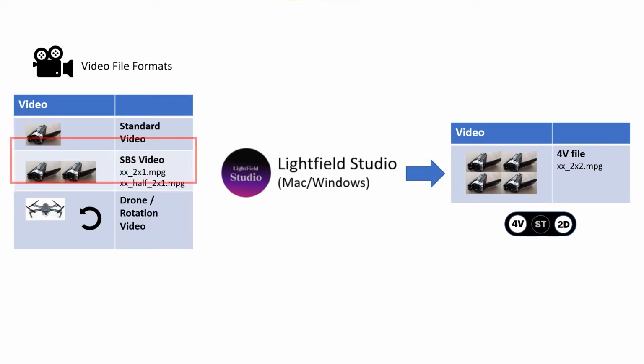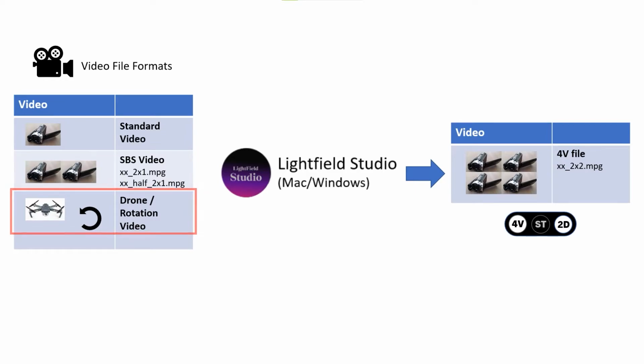Okay, you can also provide as an input into Lightfield Studio a side-by-side video. You need to ensure that that side-by-side video is suffixed appropriately as 2x1 or half 2x1, and then Lightfield Studio will produce a 4-view file for you. Now here it has additional information it can work with. Having 2 views already, it can use that to derive a depth map and then generate the additional views for you. So if you have a side-by-side available, that's obviously better than having just a single image or a single video stream. And if you can then generate your 4-view from that, that should produce better results.